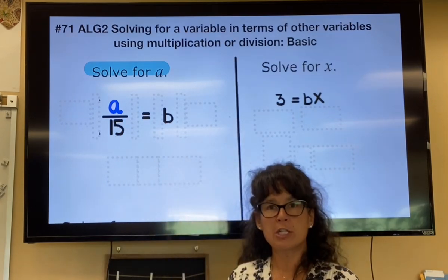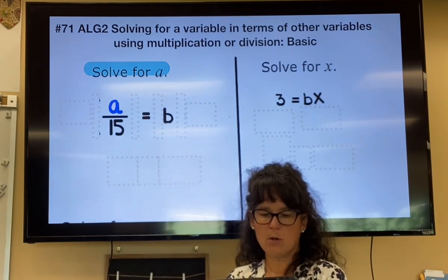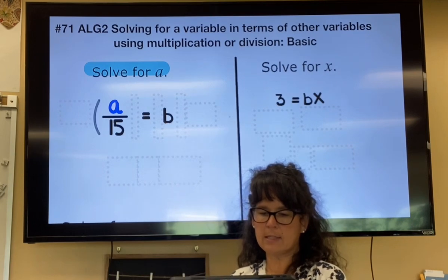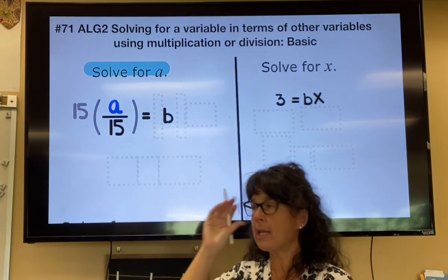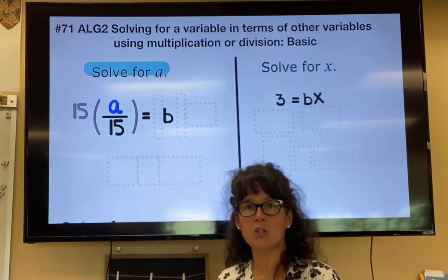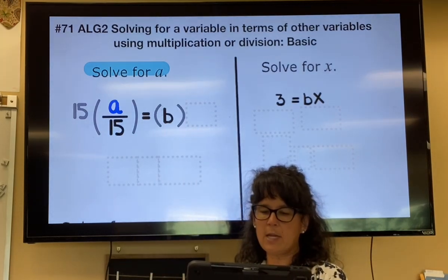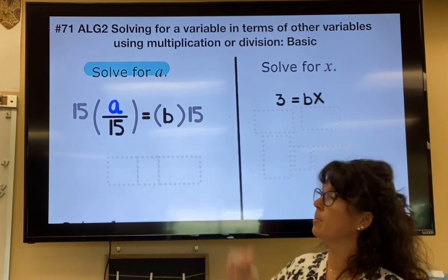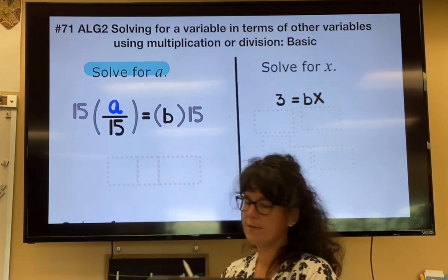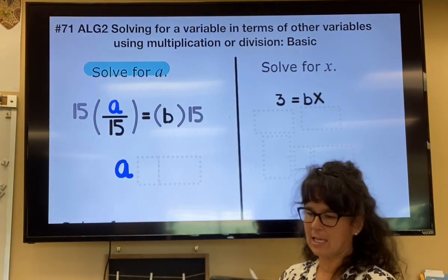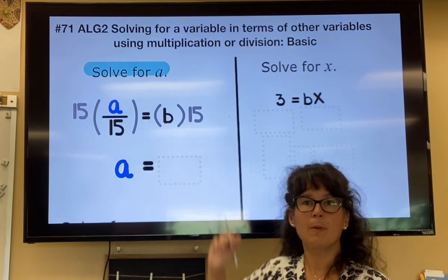The opposite of division is multiplication. So to get rid of dividing 15, I'm going to multiply both sides by 15. We can show multiplication by putting a set of parentheses around that fraction. What I do to one side, I do to the other. So I'm going to take this B and I'm going to multiply it by 15. This 15 gets rid of this 15, so the A is now by itself. Let's bring down the equal sign, and then I have B multiplied by 15.